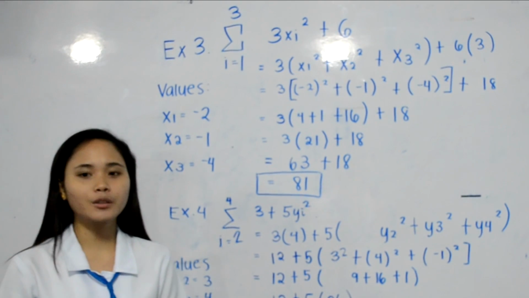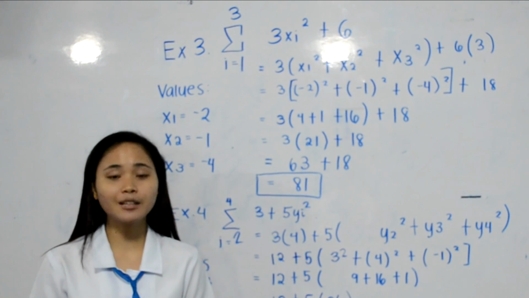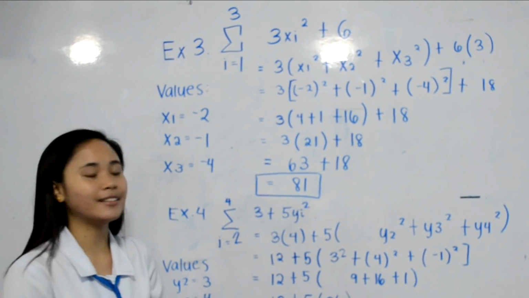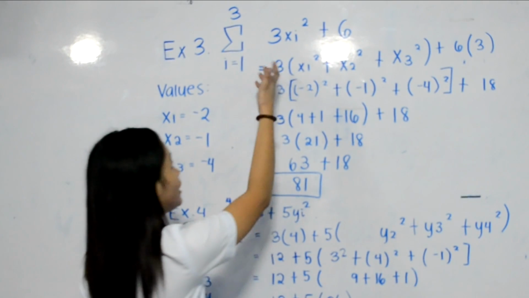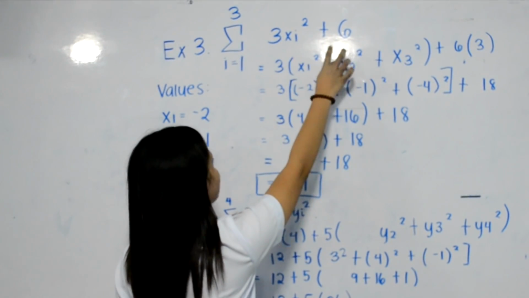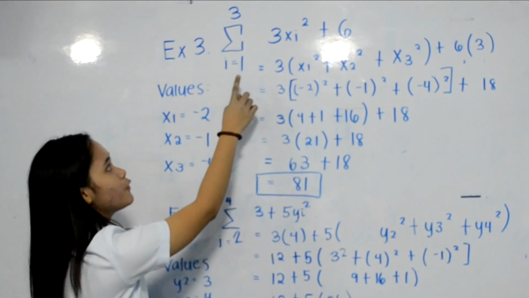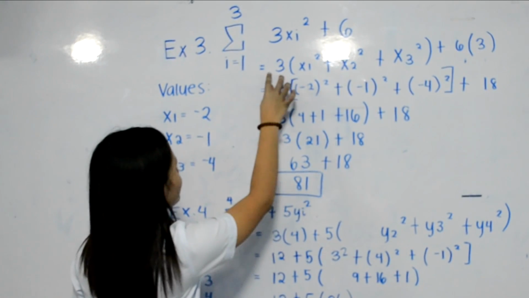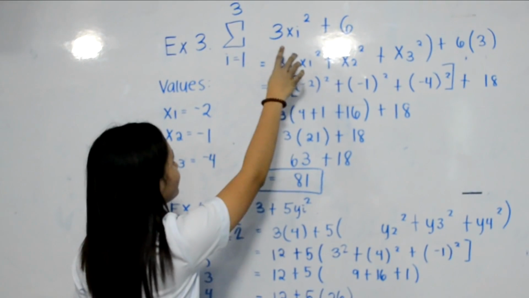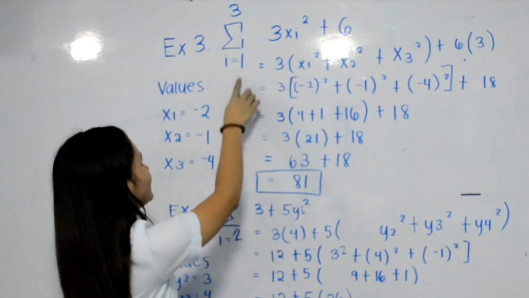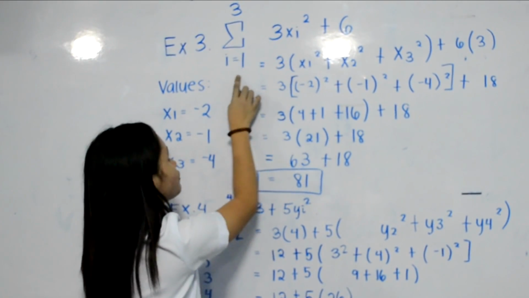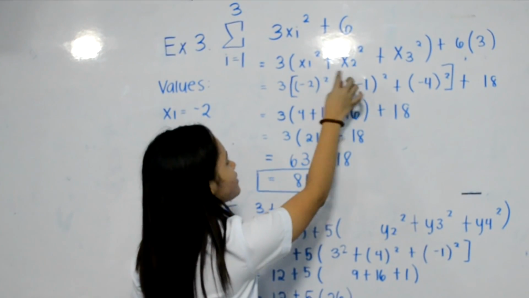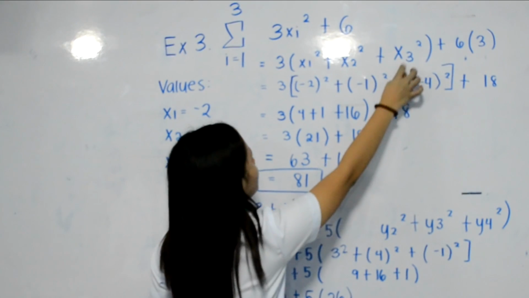Another example that we can encounter in sigma or summation notation. Example number 3. Let's say that the example is the summation of 3x sub i squared plus 6 as i moves from 1 to 3. So extract 3, then expand. Since the lower limit is 1 and the upper limit is 3, this will be the starting point. It would be x sub 1 squared plus x sub 2 squared plus x sub 3 squared.